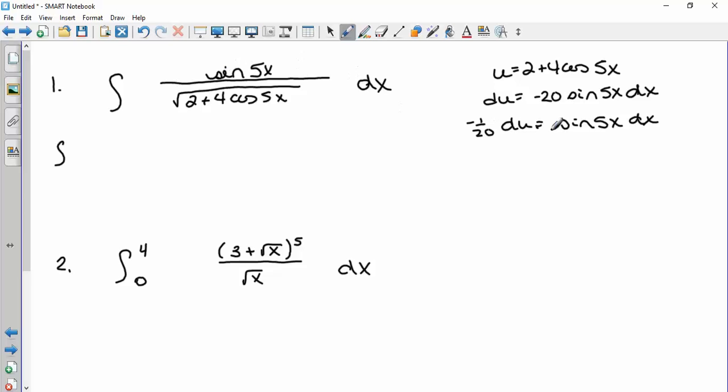So we replace both parts. The sine of 5x dx gets replaced with this. I'm just going to write that negative 1 over 20 out in front of my integral. You can put it wherever. This, the square root of u, since it's on the bottom, can I just write that as u to the negative 1/2?